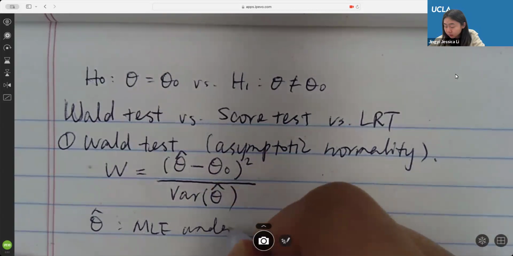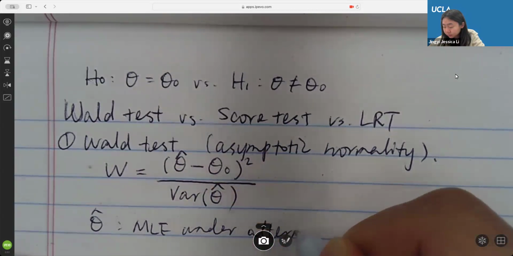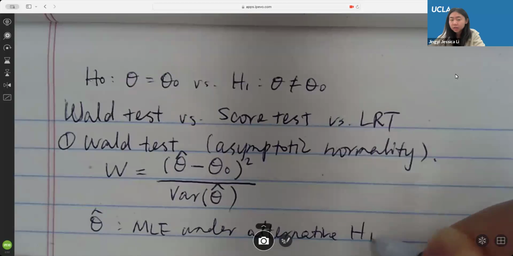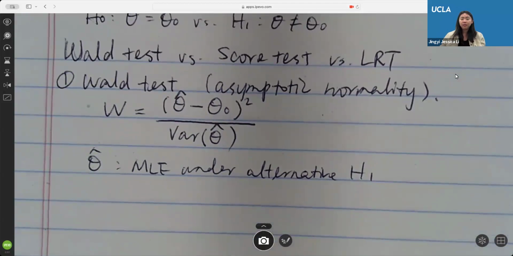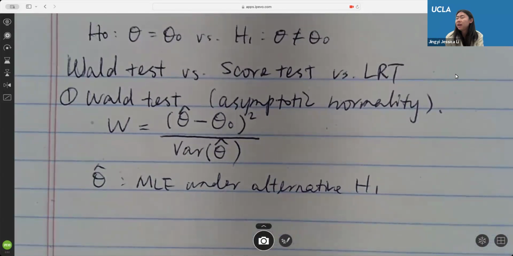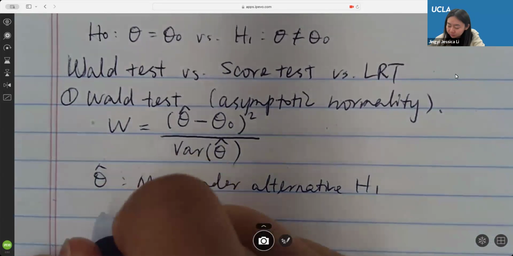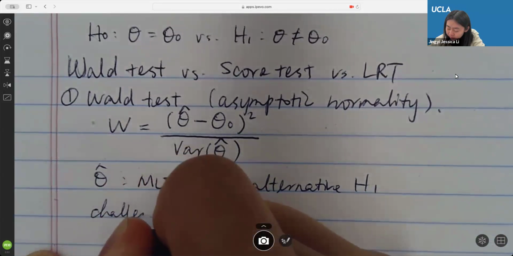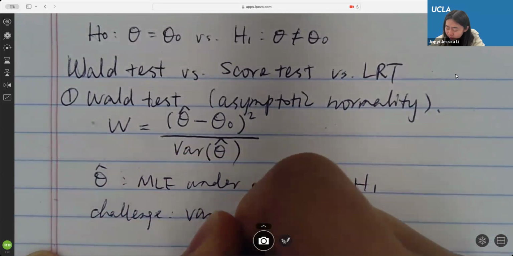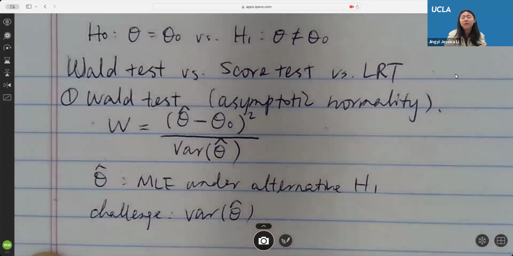under alternative H1. So essentially, when you calculate MLE, it's unconstrained. You're just using your data to find the MLE, not constrained by the null hypothesis. But the key challenge here is what? The challenge here is how do you obtain variance hat of theta hat? Because the variance itself may rely on some unknown parameters, right?